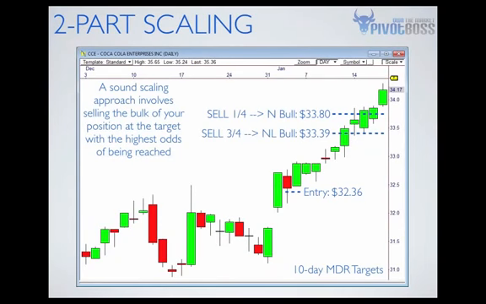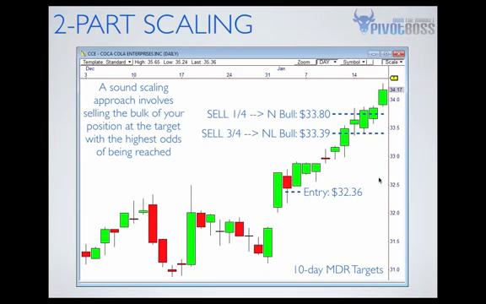So let's look at a couple of charts regarding scaling. Here's a 2-part scale that I like, and basically a sound scaling approach, which I just mentioned in the prior slide, involves selling the bulk of your position at the target with the highest odds of being reached, and then letting the last portion of your scale go to a secondary target.